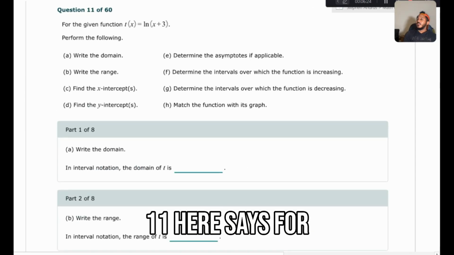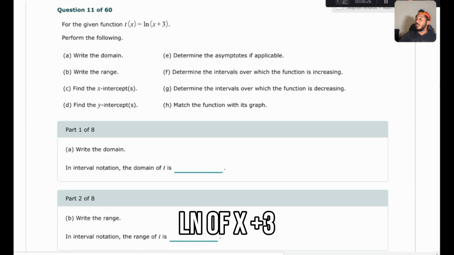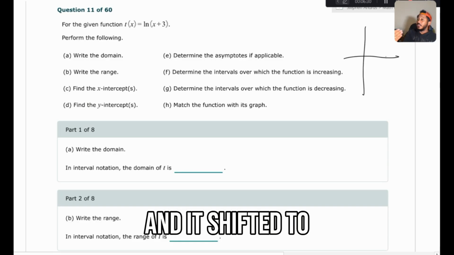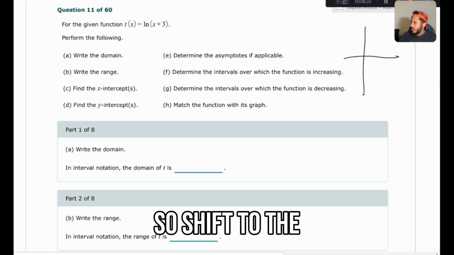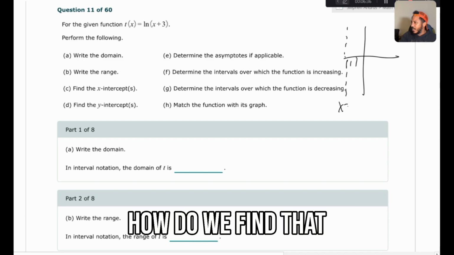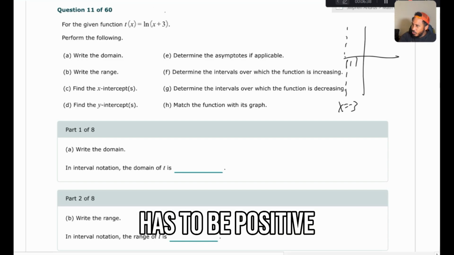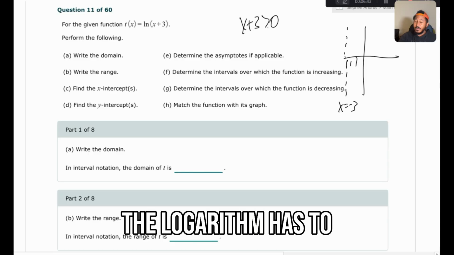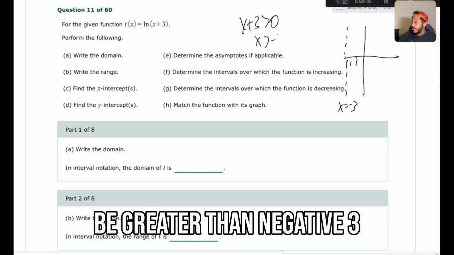All right, we're moving. 11 here says, for this function, ln of x plus 3, then again, that graph, we have a vertical asymptote this time, and it shifted to the left 3, right? So shift to the left 3, which would be where our vertical asymptote is. Again, how do we find that? We know the argument has to be positive, right? The inside of the logarithm has to be positive, so x has to be greater than negative 3.